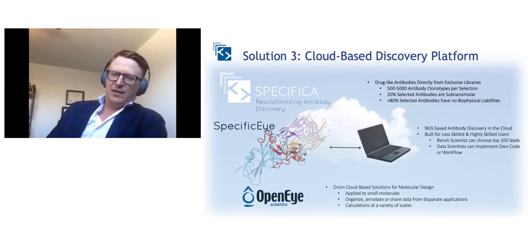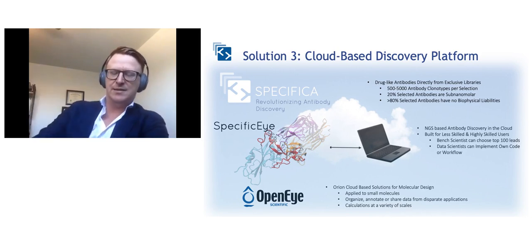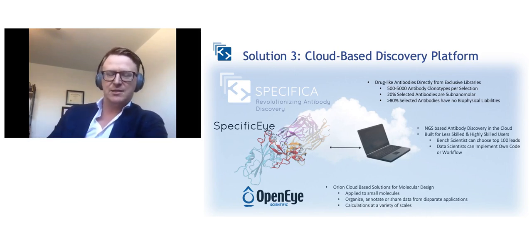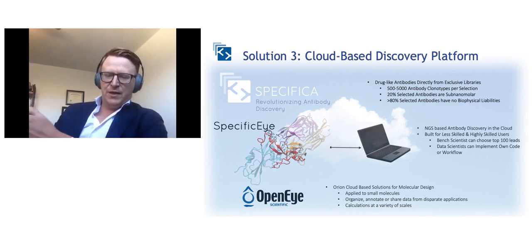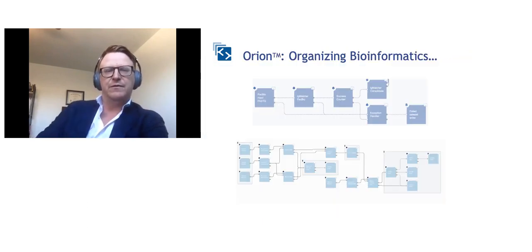So it's for the less skilled user and the highly skilled user. A bench scientist can use this, select the top 100 clones of interest that they want in their pipeline. This can move forward. It generates a gene synthesis list that can be provided directly to the gene synthesis provider of interest. Data scientists can also implement their own code. And so if you have a workflow that's very interesting and you want to write your own process, that's fully configurable. You have the option to do this too. So it's built for both worlds.